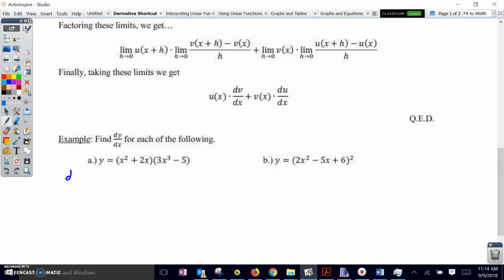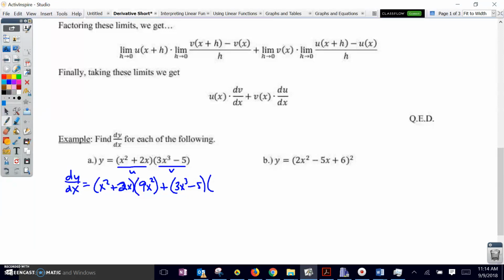And so the derivative here, dy dx, is equal to, and these are our u and v. And so I've got u times the derivative of v, the derivative of 3x to the third minus 5 is just going to be 9x squared. So there's my u dv plus v times the derivative of u. And the derivative of x squared plus 2x is just going to be 2x plus 2.